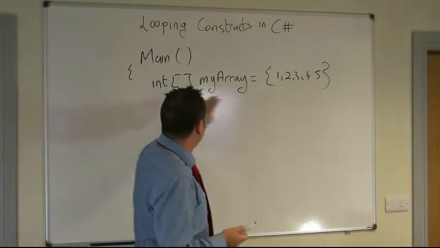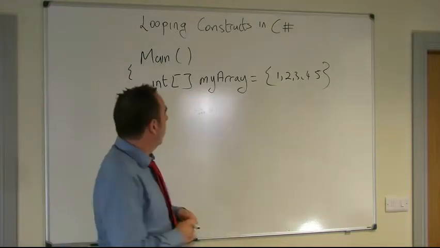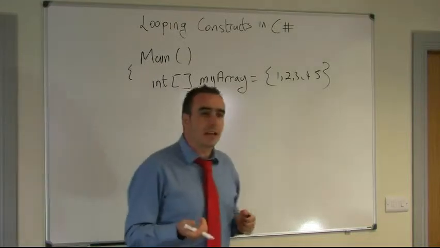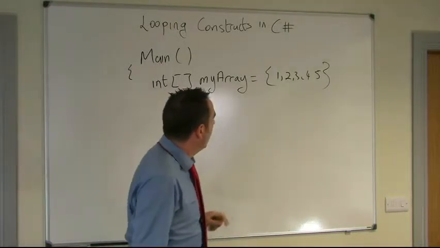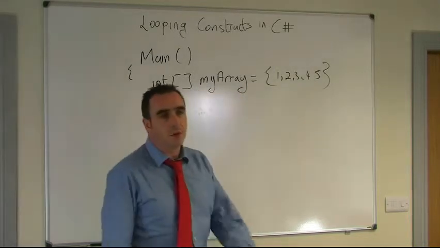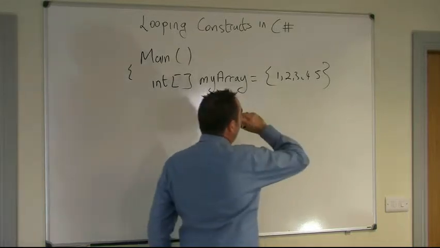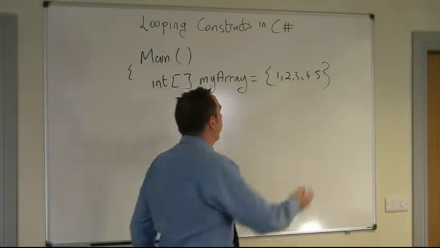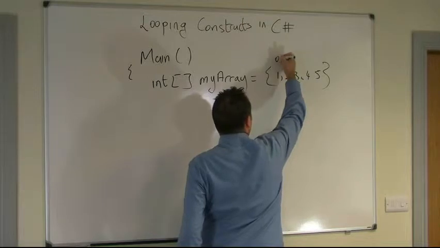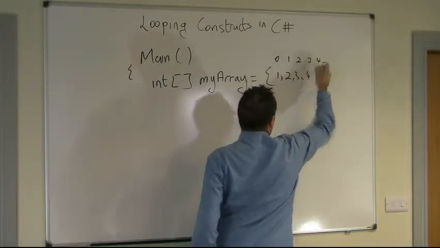So this is our array now. It's declared and it's in memory. We all know that an array has an index, so just for the purpose of this tutorial, I'm going to put the index of the array over each element so that we can easily see what's happening when we go through the different loops. With arrays we always start at index position 0, so it's going to be 0, 1, 2, 3, and 4.